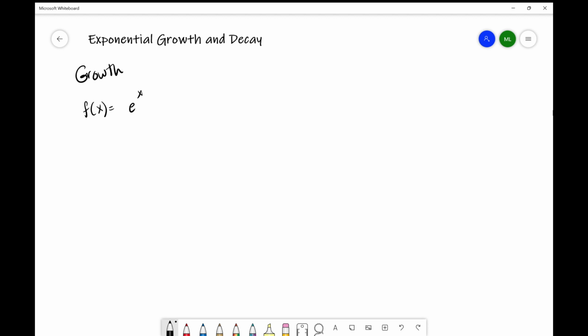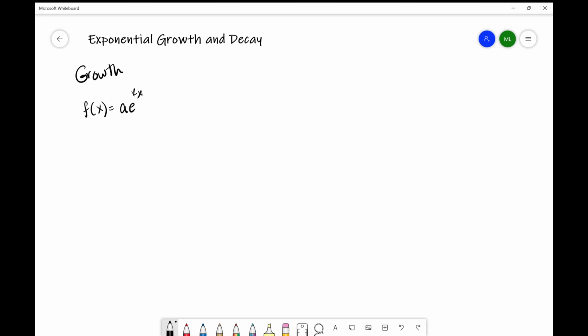Before I talk about decay, let's stay on growth. So it's e to the power of x. This is what we discussed in a previous video. This is a growth, but I can manipulate this so that I have a constant in front of my e. I can also have, in front of my x, a value which we'll call k.